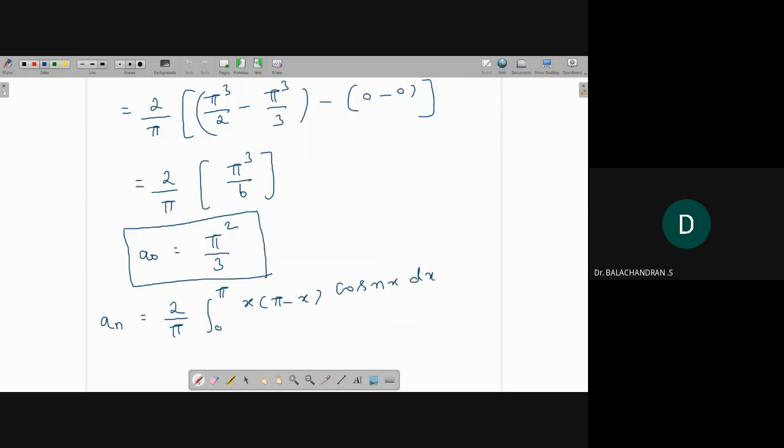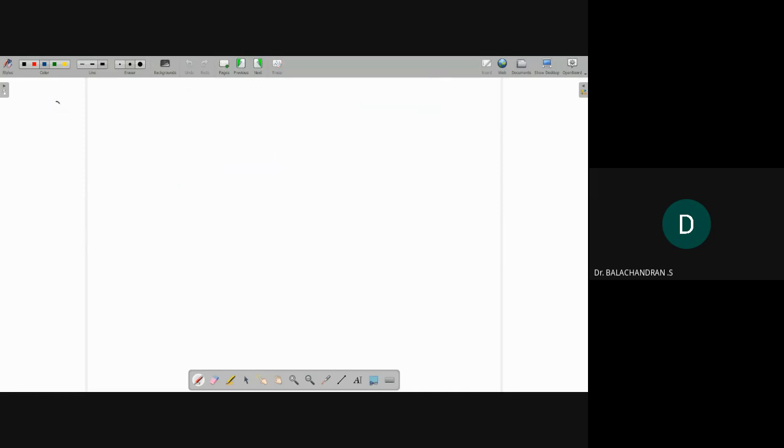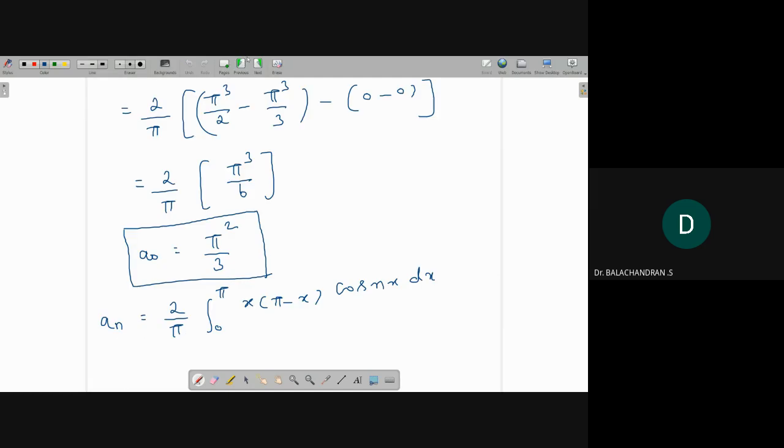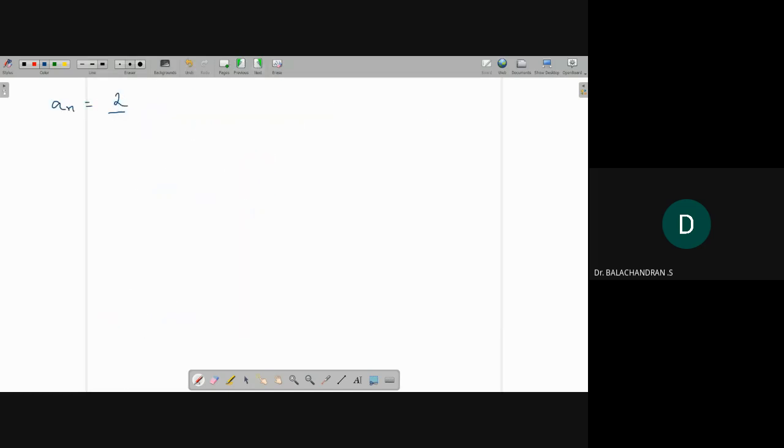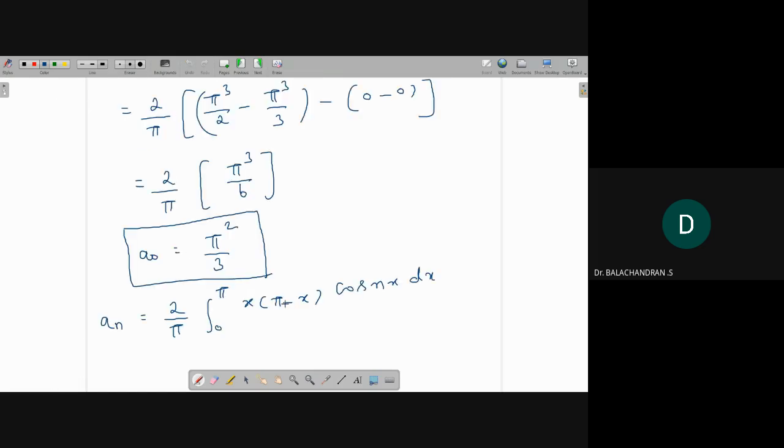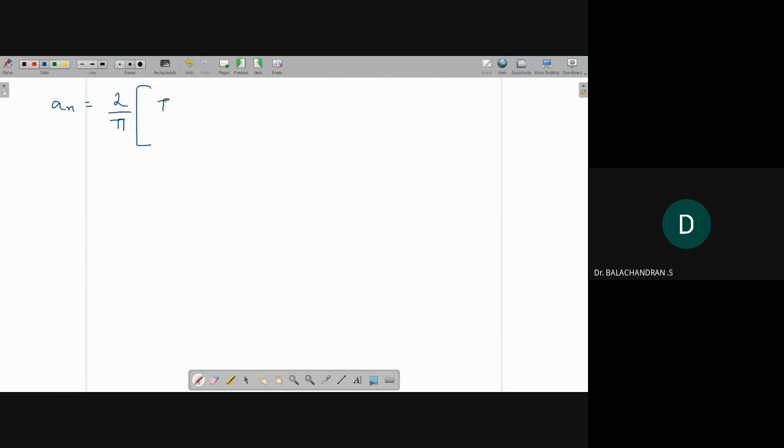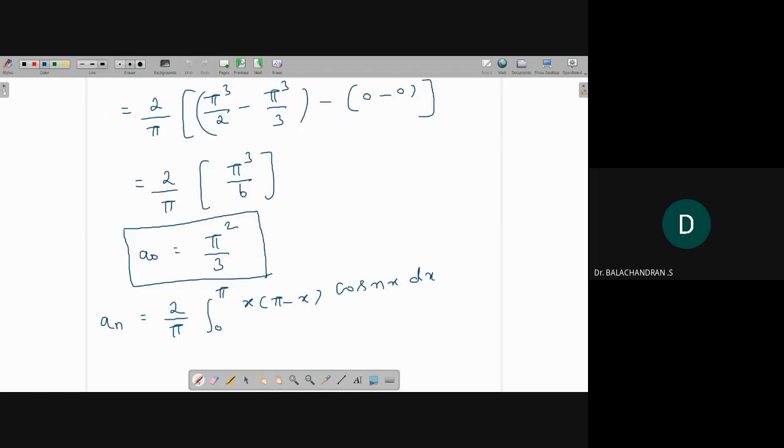Okay, so I need to do the integration. So an equal to 2 by pi, (pi x minus x square) into sin nx. At least you can leave some space for a naught and then you can continue an. If you integrate cos nx, you'll get sin nx by n.